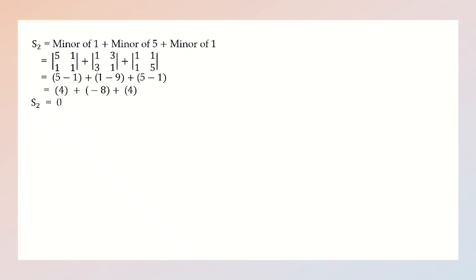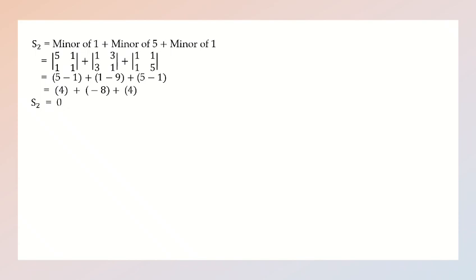So these are the minors: minor of 1 is 5, 1, 1, 1. And minor of 5 is 1, 3, 3, 1. Minor of 1 is 1, 1, 1, 5. So after adding these minors, we find the value of S2, which is equal to 0.